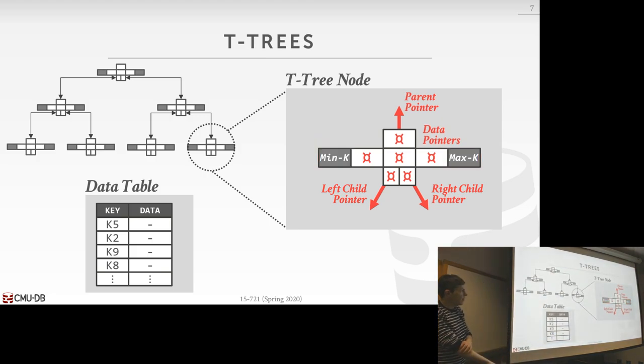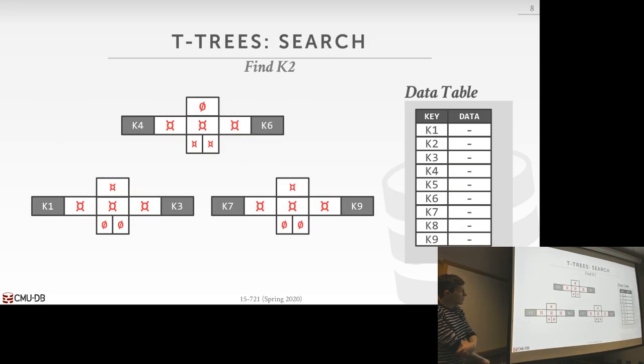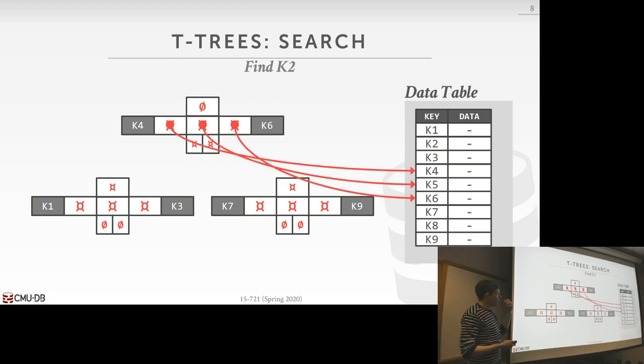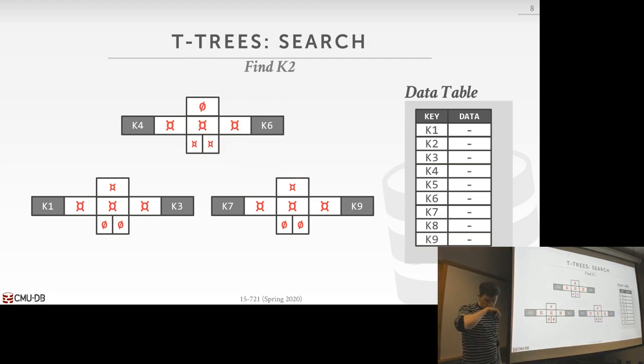All right, so now let's look at an example where we actually want to do a lookup. We have a three-node T-tree, and we're trying to find key K2. Again, I start at the root. These are just pointers to the original keys. My key space for this node encompasses key 4 to key 6 inclusive. Here I have pointers sorted in key order over to what's being stored in the data table. Then I have my pointers down here, and that allows me to do my traversal.